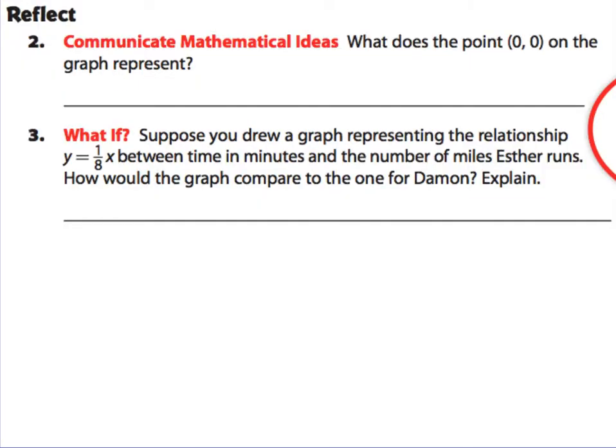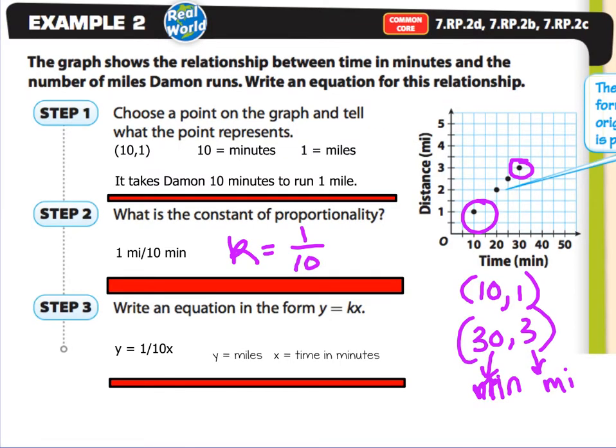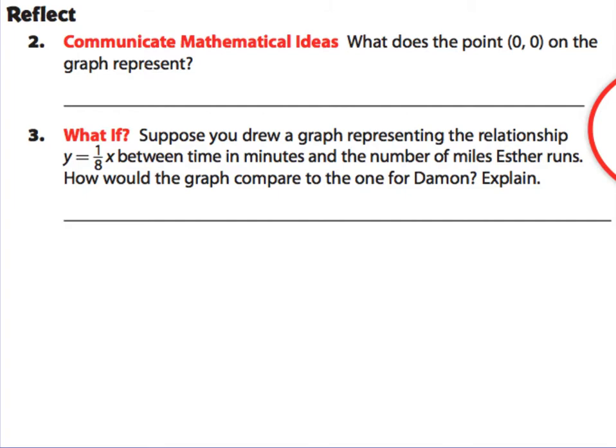So now, what does the point (0, 0) on that graph represent? What does the origin mean here? Well, look at your labels. In 0 minutes, Damon runs 0 miles. That makes sense. If he's just standing there, he's not going to go anywhere. So it takes Damon 0 minutes to run 0 miles. Makes sense to me. Does it make sense to you guys?